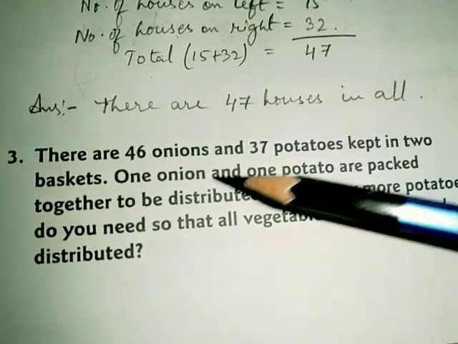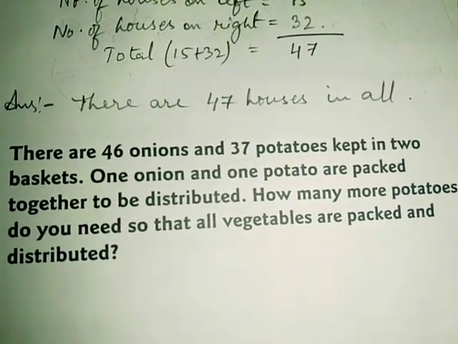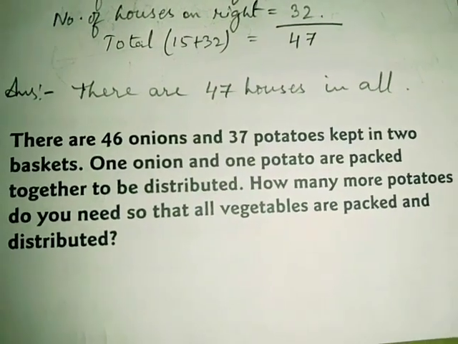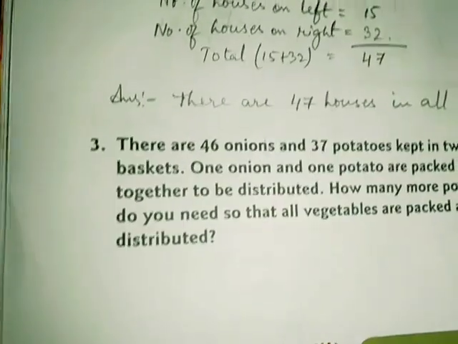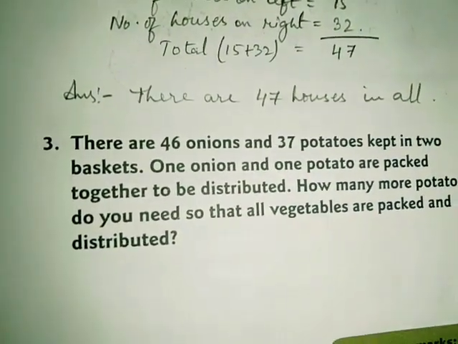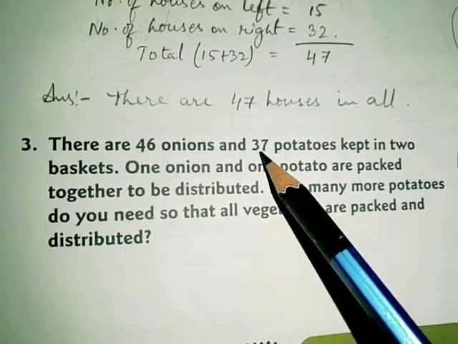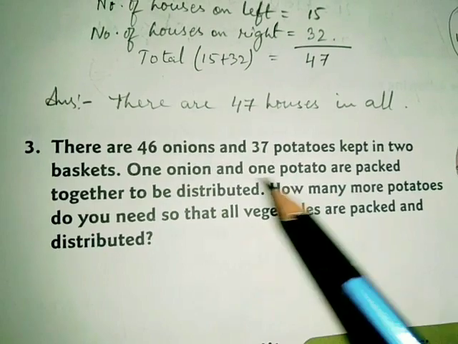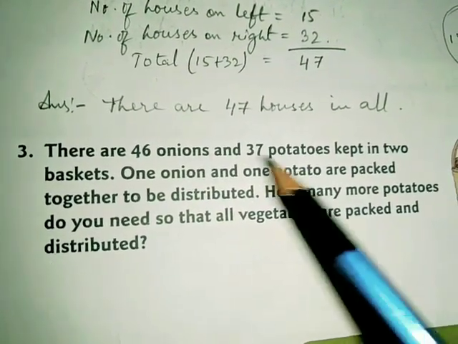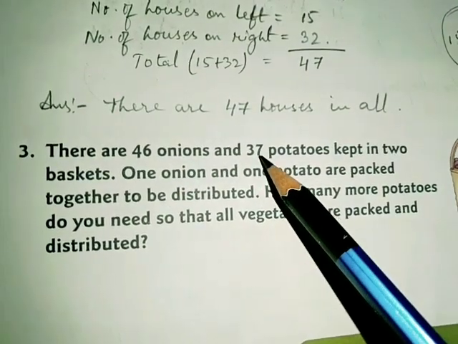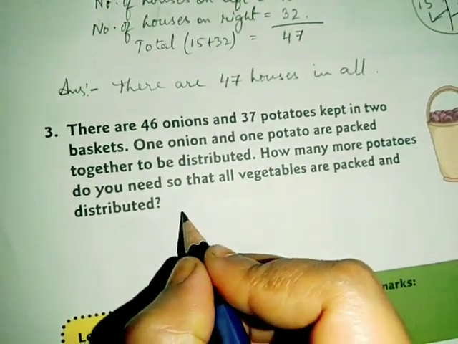Coming to number 3, there are 46 onions and 37 potatoes kept in 2 baskets. 1 onion and 1 potato are packed together to be distributed. How many potatoes do you need so that all the vegetables are packed and distributed? So this is same as the first sum of worksheet 2. We can see here the number of onions is more than the number of potatoes. So since we are making packets of 1 potato and 1 onion, we will see that after 37 packets, 37 potatoes have finished and the onions are still left. So we will need some more potatoes to finish the number of onions also. So how we will find out is the same way, very simple.